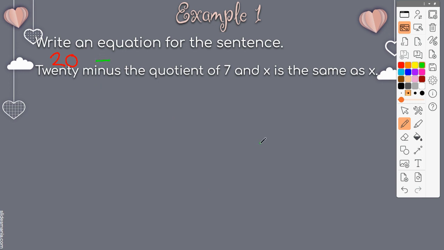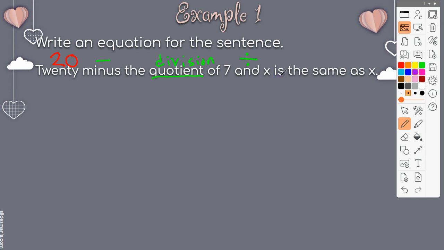Minus is minus. Quotient, which a lot of us have problems with, means division, specifically between the two things on either side of the word quotient. And I'm going to show you guys a very special way to write that. But we've talked about a lot of this.